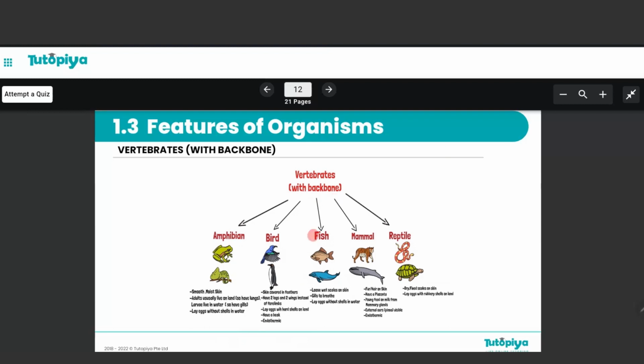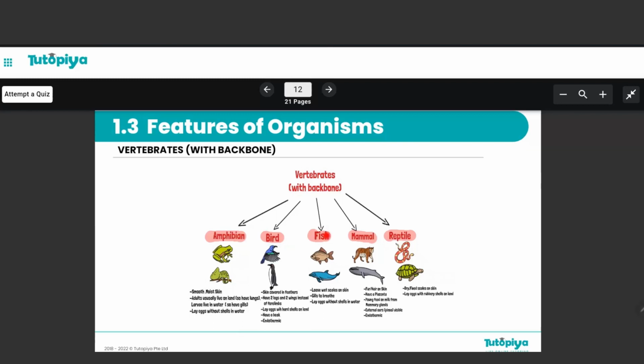We have the fish, we have the amphibians, we have the reptiles and the birds and the mammals. So these are the 5 groups of vertebrate animals. And now let's take a look at each of these groups of vertebrates. So let's start with the fish.